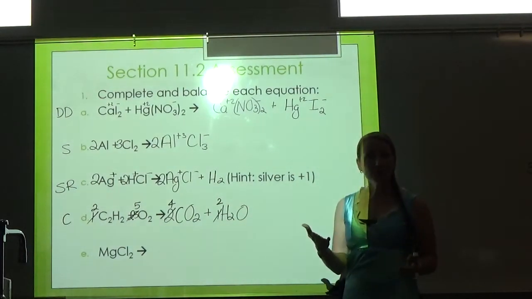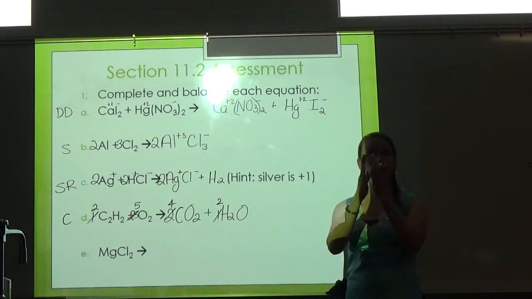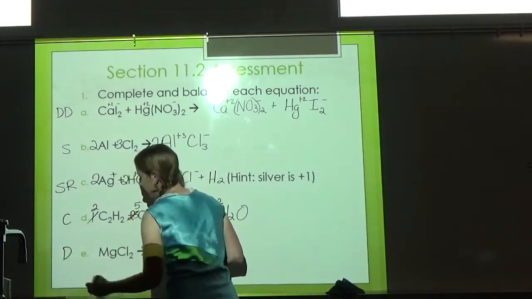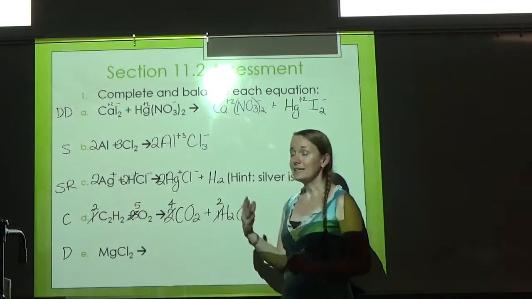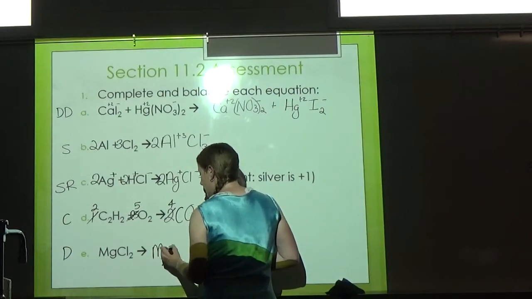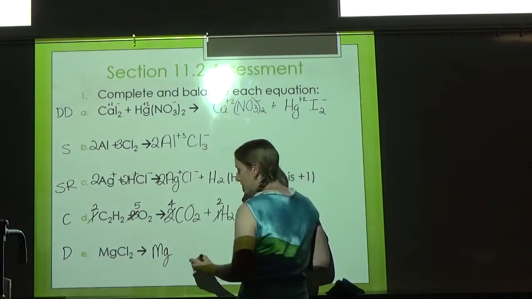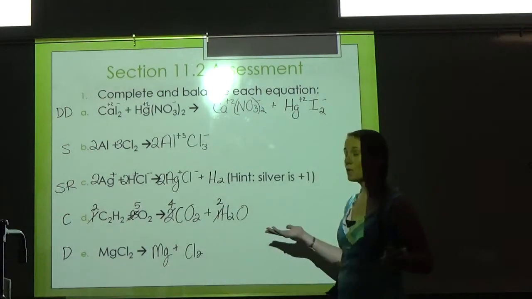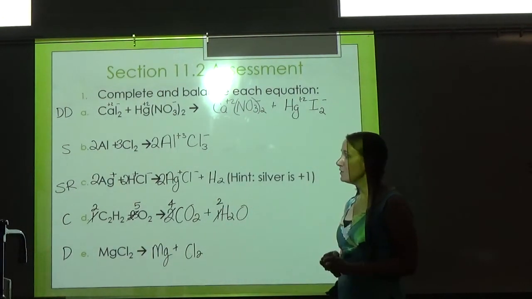All right, so last one, I can see there's 1 reactant, so the only option is for it to split apart in decomposition. So I need to split it up. So I'm going to get Mg. Mg is not a diatomic, so it'll just be 1. And I'm going to get Cl. Cl is a diatomic, so I'm going to get 2 of them. And then if you look, it is already balanced.